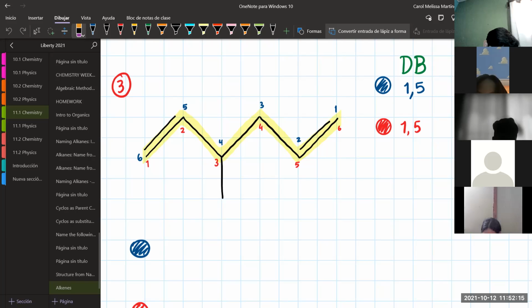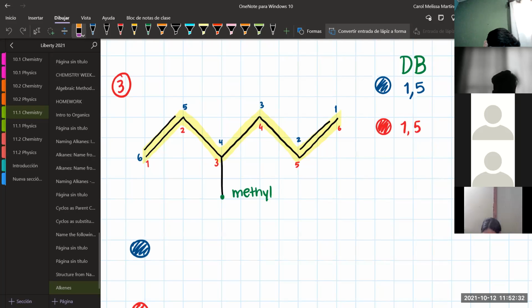But here I have an alkyl, methyl. So according to all these ideas that I've been sharing with you, what color is going to be better for methyl, red or blue?